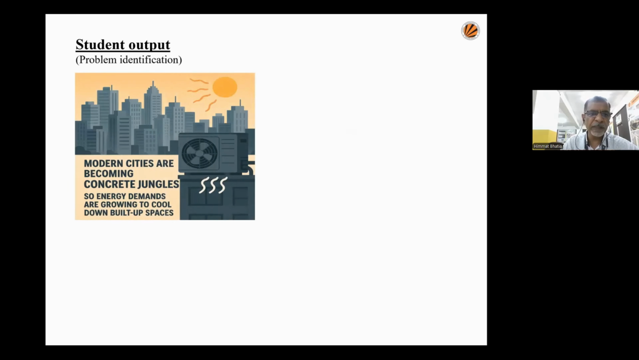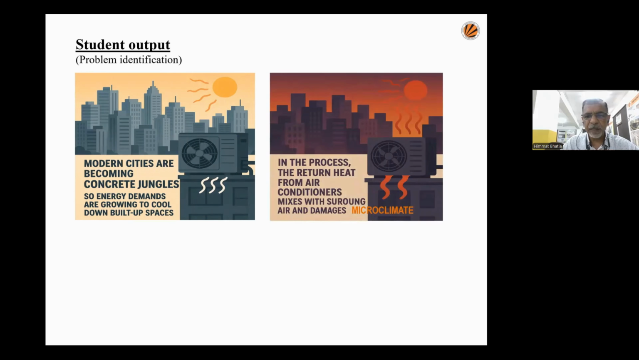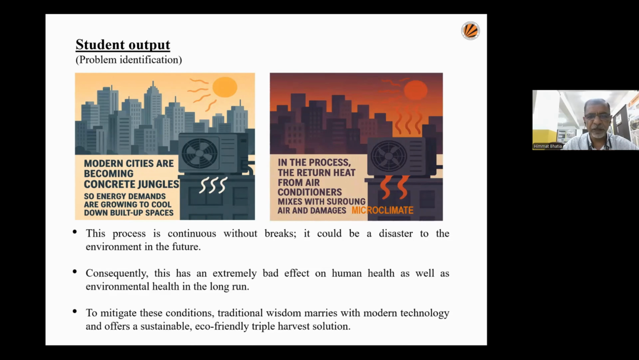This was the problem which students have identified. The modern cities are becoming a concrete jungle, so energy demands are growing to cool down the built-up spaces. This we all know. In the process, the return air from the air conditioner mixes with the surrounding and damages the microclimate. This process is continuous without break. This could be a disaster to the environment in the future. Consequently, this has an extremely bad effect on human health as well as environmental health in the long term.